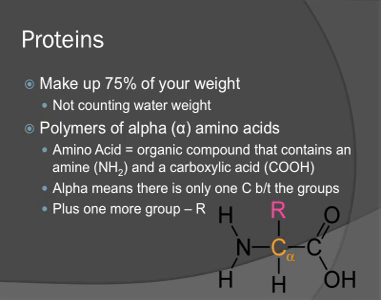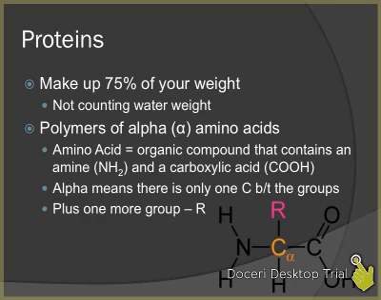One of these types of proteins is a lot of times polymers of alpha amino acids, which sounds really complicated, but it's not. Basically, an amino acid is an organic compound that contains an amine, and an amine is a nitrogen-containing functional group, and you can recognize it by looking for the nitrogen. Amino acids also have a carboxylic acid, and one way that you can see that is by looking for COOH, and I'll show you an example in just a second.